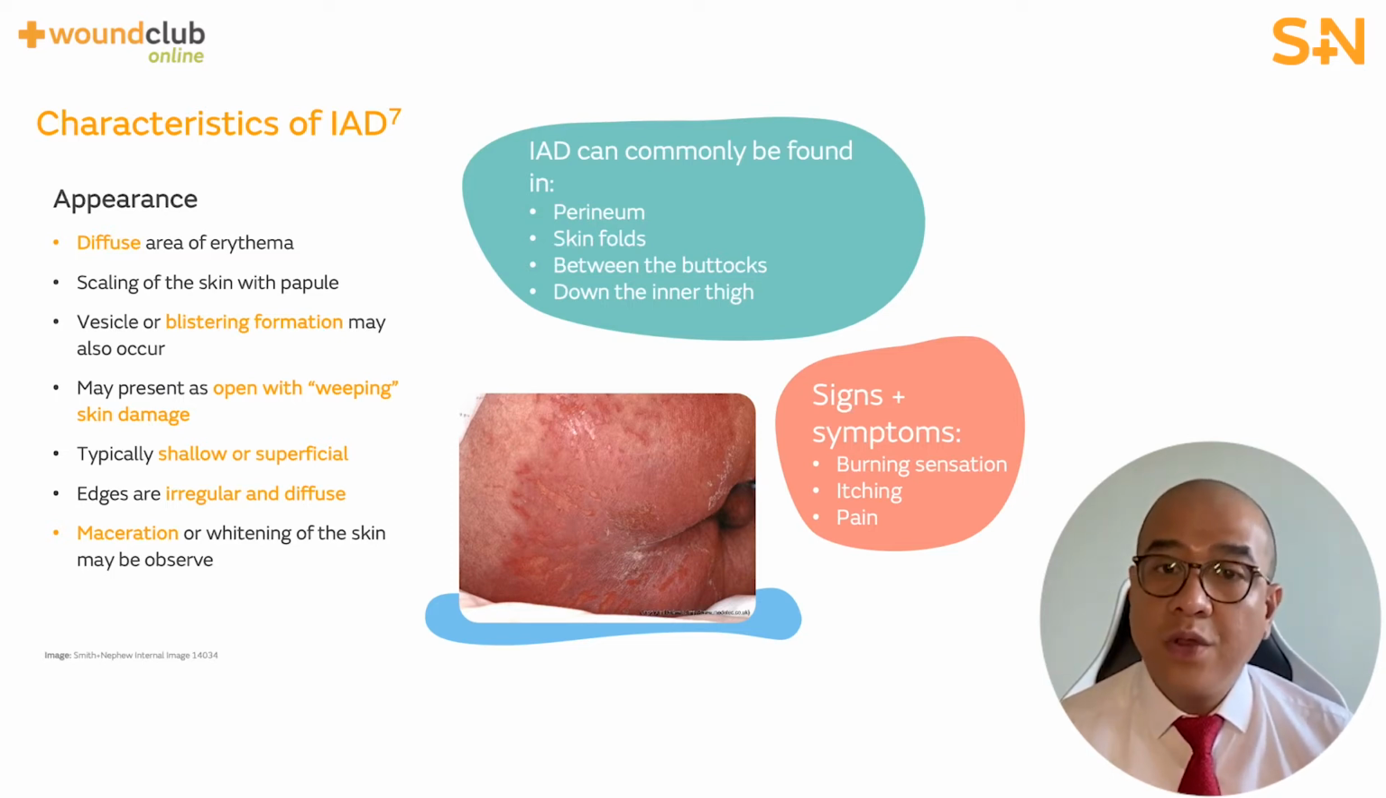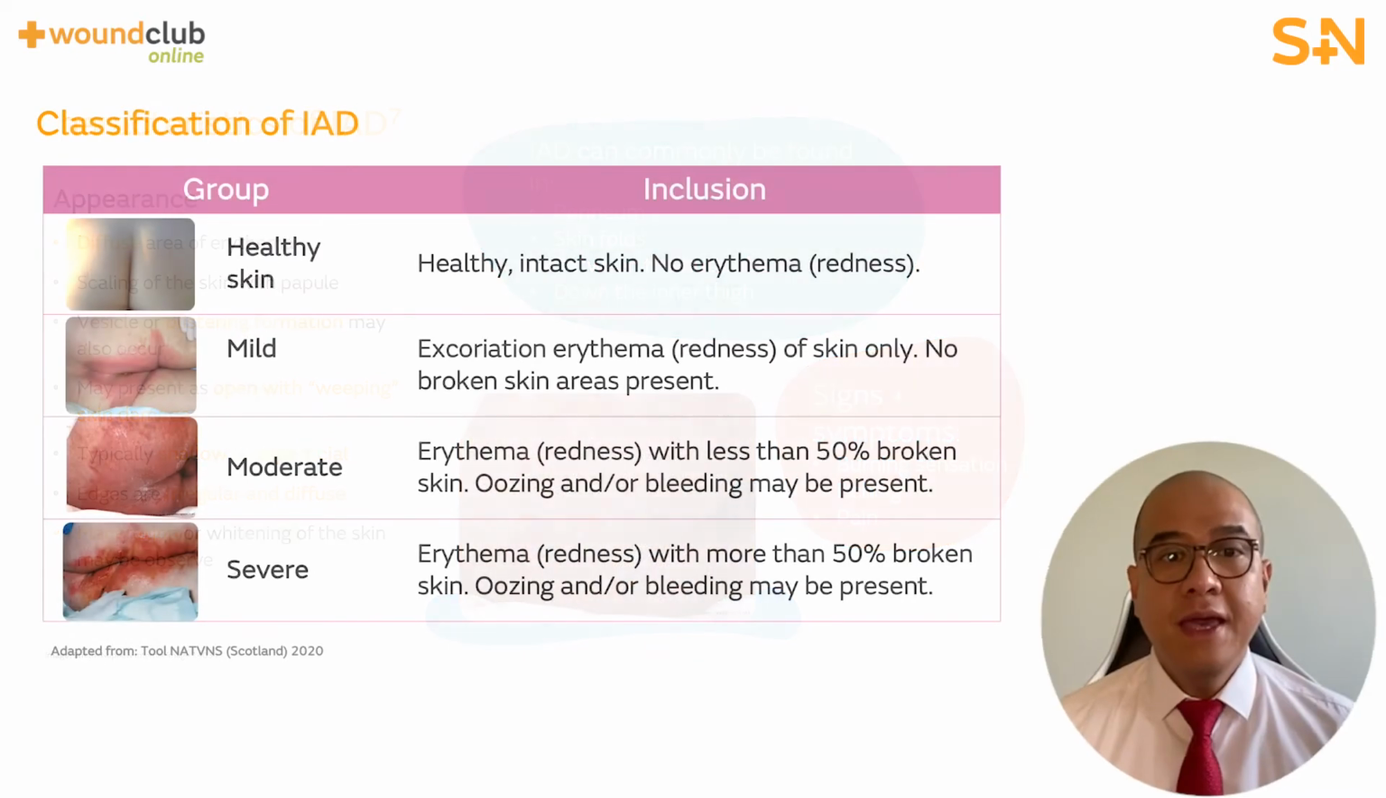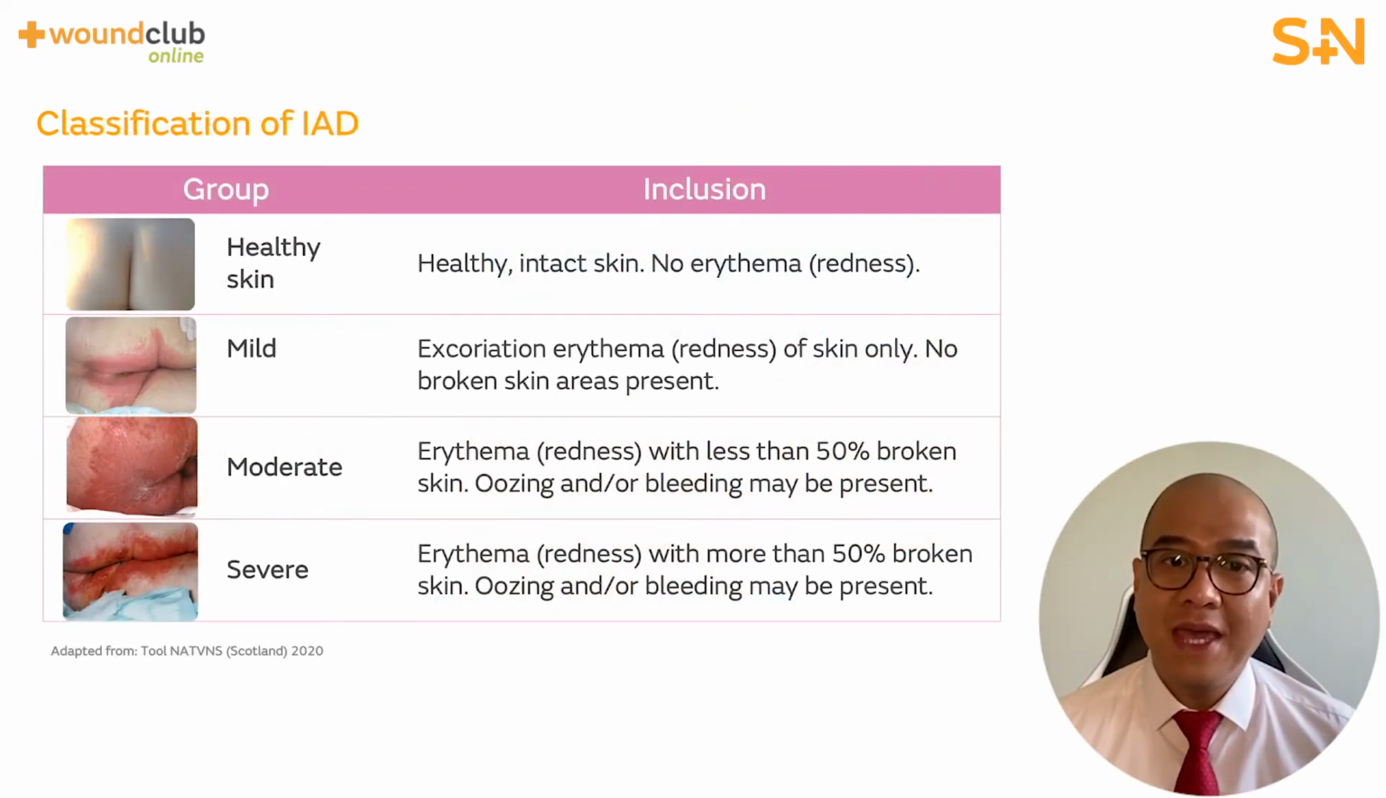They are commonly found on the perineum, skin folds, between the buttocks and down the inner thighs. In your process of assessment, your patient may also report burning sensation, itching, and pain from the affected areas. Evidence relating to MASD classification is limited.